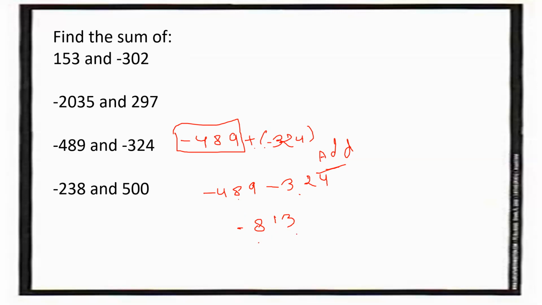Yes, you will be getting this only. So minus 813. And why minus? Because both are negative, so the sign will also be negative only. The 489 is the bigger number and the sign is minus, so we have put the minus. Simple. Okay.